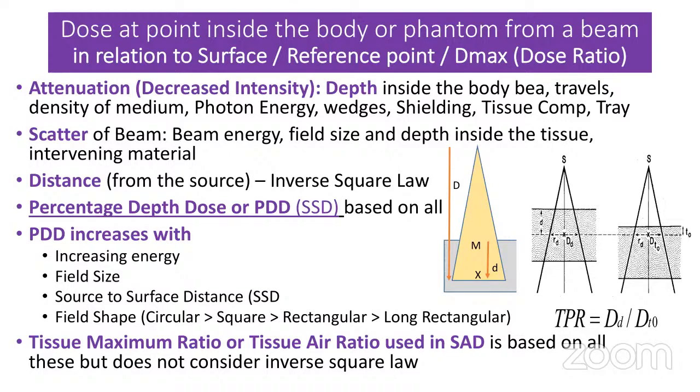Tissue air ratio was used when there was nothing there. Tissue maximum ratio or tissue phantom ratio is the better option. So here, if you look at it, this isocenter remains at the center point. So the SSD does not change, and the inverse square law is not used. It takes into account everything else except the inverse square law, because you're always measuring at 100 centimeter in a linac, or on a cobalt, it's 80 centimeter from the source.